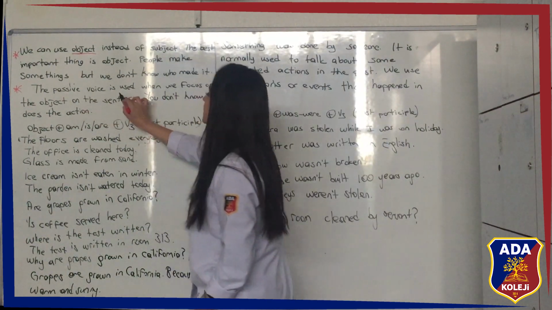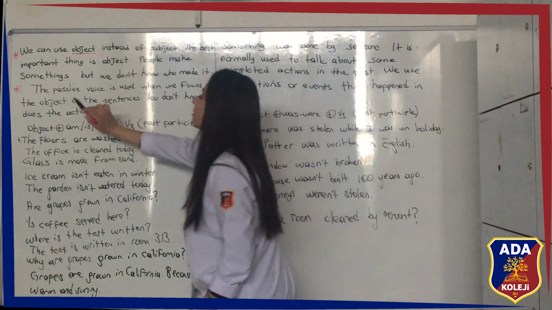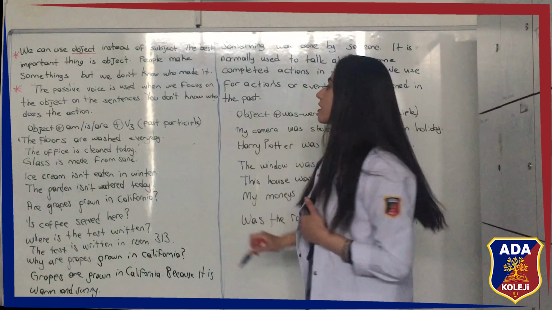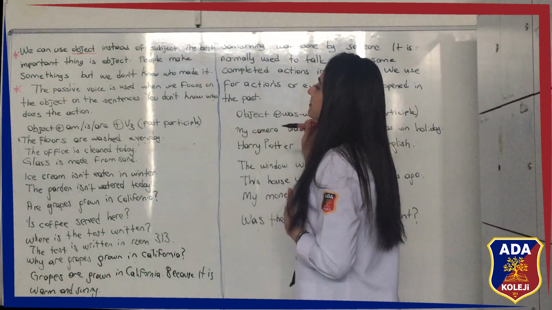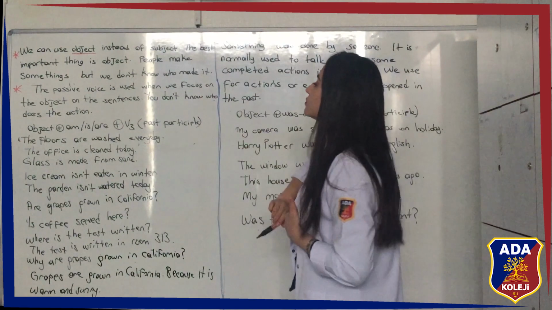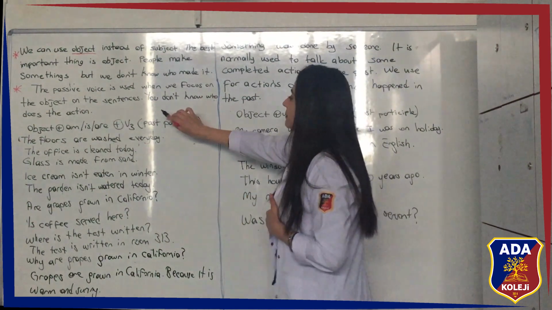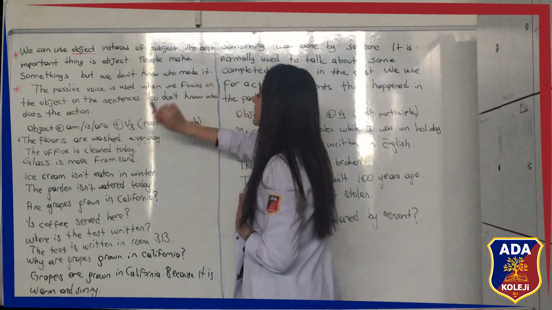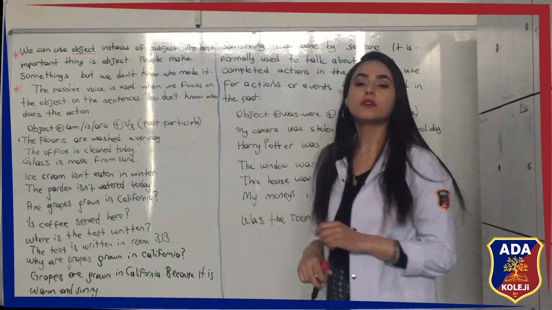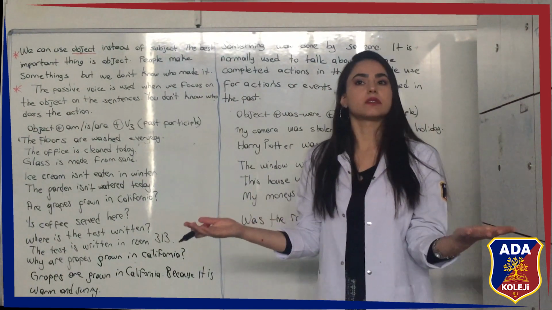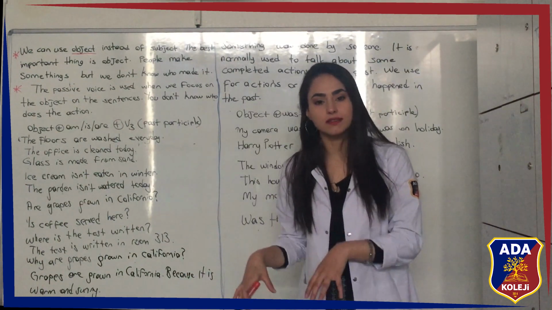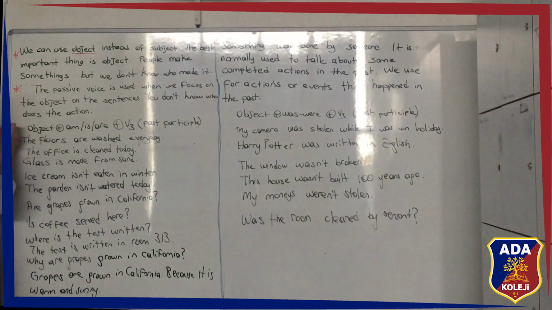The passive voice is used when we focus on the object. It is very important, okay? Don't forget it. People make some things, but we don't know who made it. And it says that we focus on the object in the sentences. You don't know who does the action. We don't know who does the action, okay? Now, for example, we have structure about it.